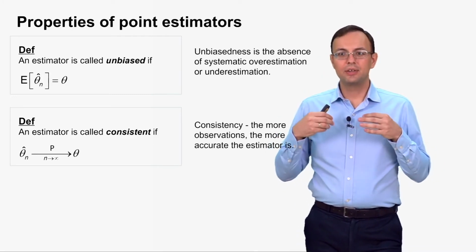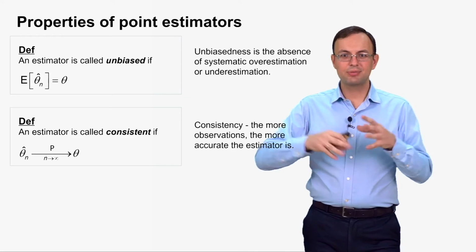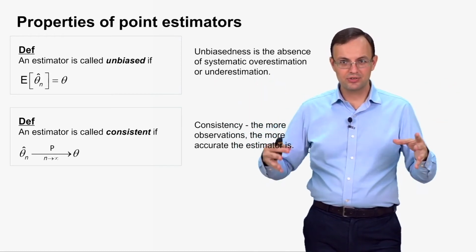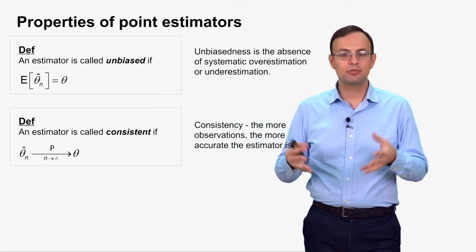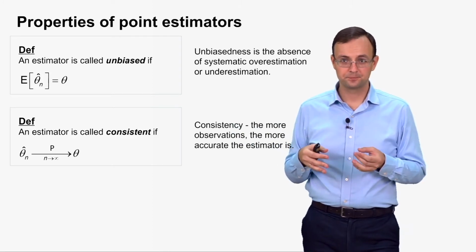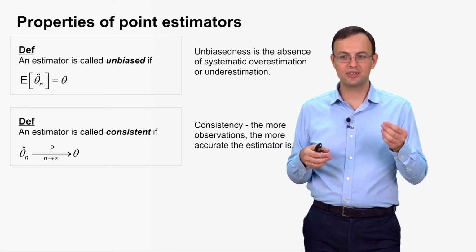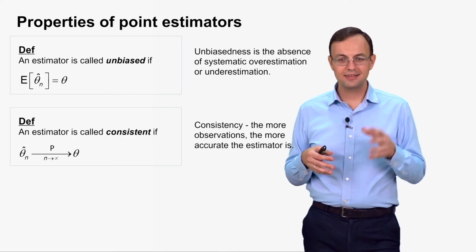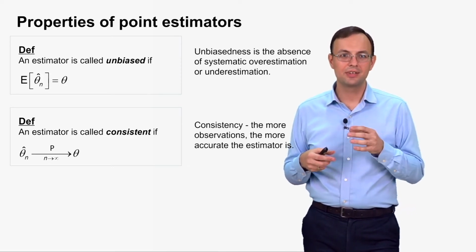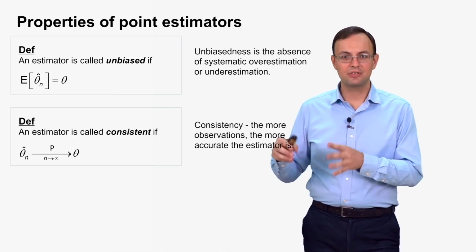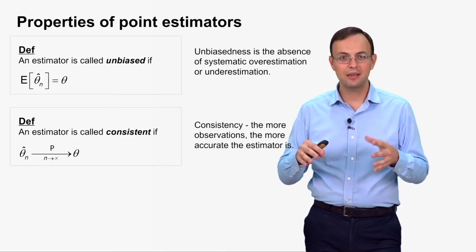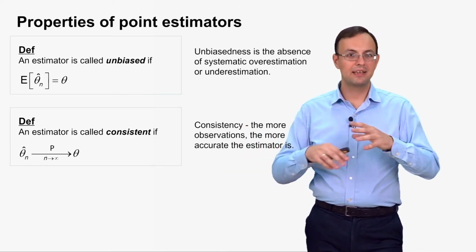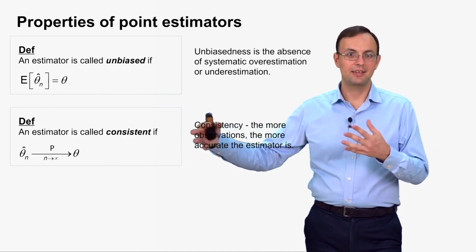So when you increase the number of observations, you also increase the accuracy of estimation. This is what consistency is. So consistency means that you can get as accurate an estimator as you wish if you can make as many observations as you will need.